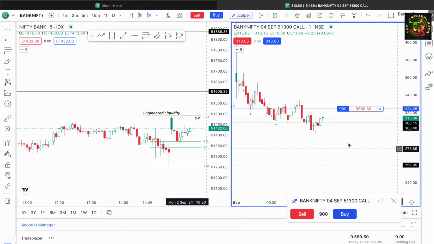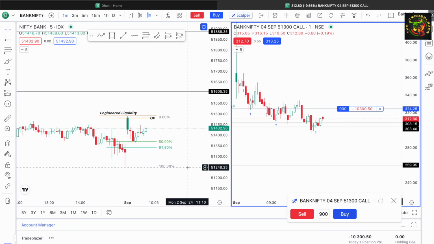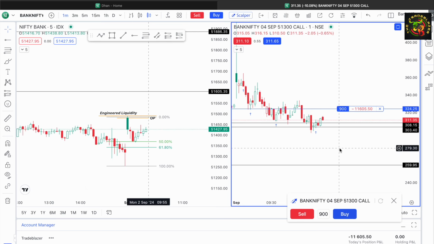I added 300 more quantity after that, with the recording skipped off. Right now we are sitting with a small loss of 10 points. We'll see how this trade goes on from here.